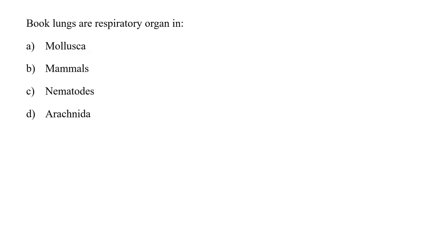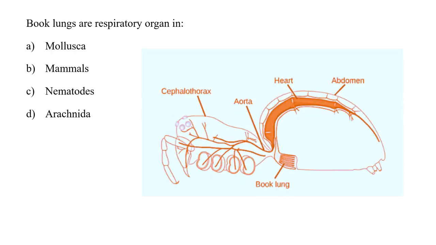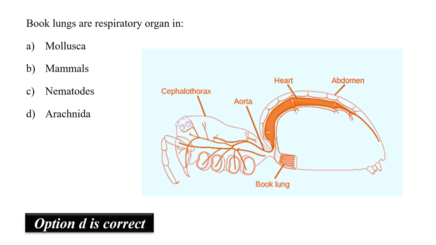Book lungs are respiratory organs in mollusca, mammals, nematodes, or arachnidae? Book lungs are a type of respiratory organ found in arachnids, for example, spiders and scorpions. So, option D is the correct answer.